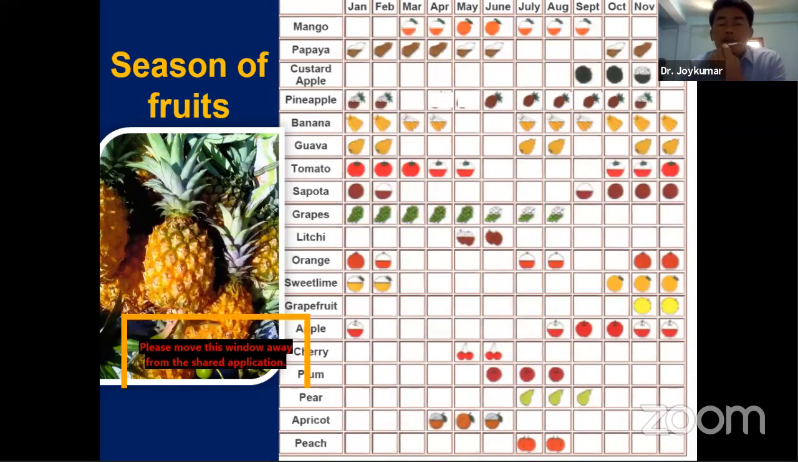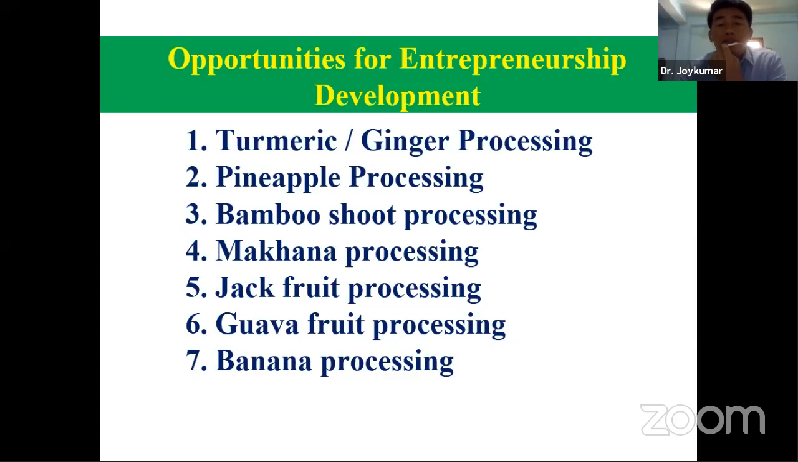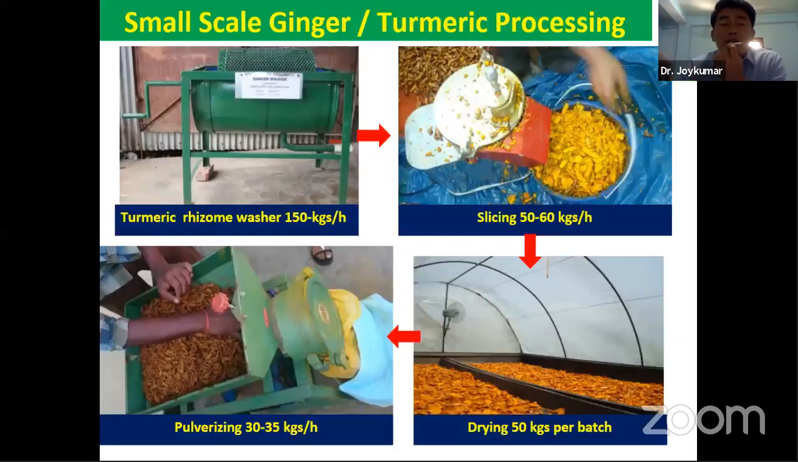Okay, after knowing what the unique crops available in the Northern States are, let me come directly to the different opportunities for becoming an entrepreneur. Say, for example, turmeric and ginger processing is one of the very good varieties or uniqueness of the Northern States. I directly come to the establishment of a small-scale turmeric processing unit.